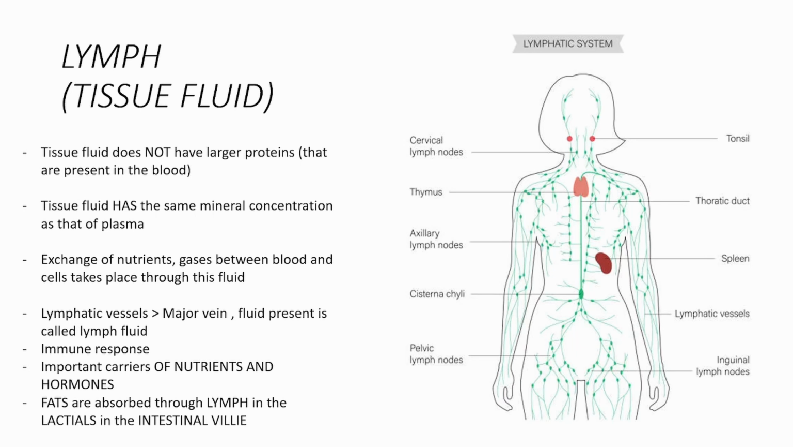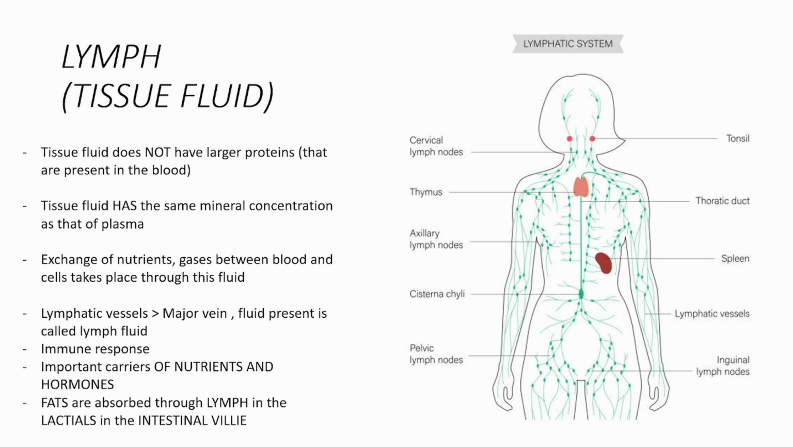Next, what is the lymph system? The tissue fluid is drained from lymphatic vessels to a major vein, and the fluid present is then called lymph fluid, which is just the tissue fluid, but it is now in lymphatic vessels. And then, as you know, this is responsible for immune response.